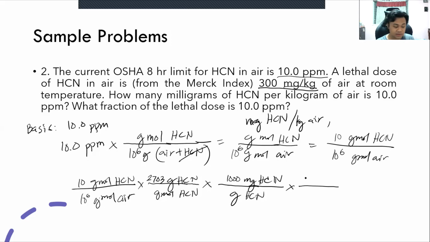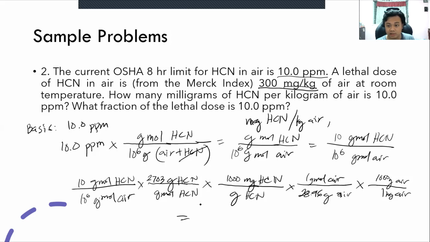Then we will convert the gram mole of air to kilograms. 1 mole of air is 28.96 grams of air, and then we will convert that to kilograms: 1000 grams of air is equal to 1 kilogram of air. You will use your calculator to solve for this. So we now have 9.33 milligrams of HCN per kilogram of air.